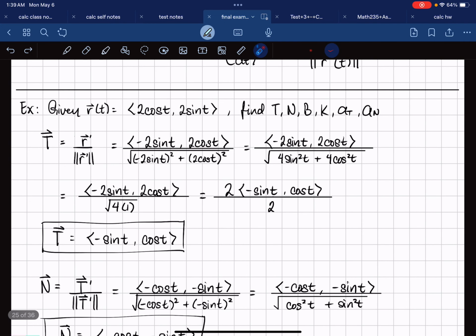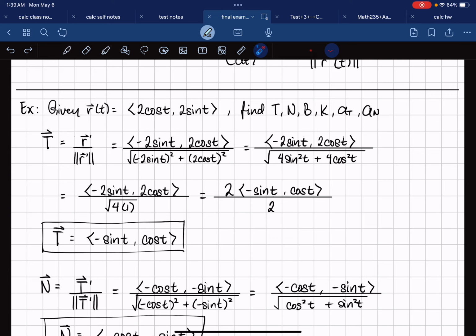Okay, so we're going to work out this example right here. Given r of t equals 2 cosine t, 2 sine t, find T, N, B, k, A_T, A_N, right? So we're going to do this one first. And this was in this order, by the way. I haven't done an example that was in this order because of just how tedious this whole topic is. It's a lot of different ways that you could ask this question. So we're going to work on this one first.